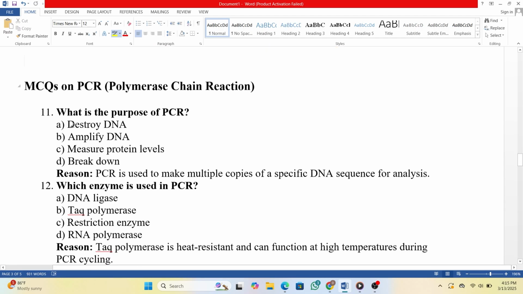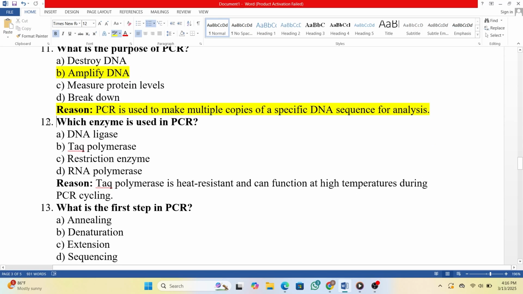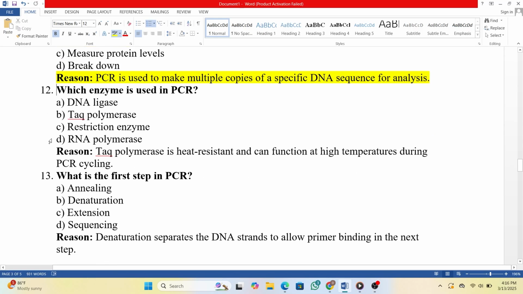MCQs on PCR, polymerase chain reaction. 11. What is the purpose of PCR? A. Destroy DNA. B. Amplify DNA. C. Measure protein levels. D. Break down RNA. Answer: B. Amplify DNA. Reason: PCR is used to make multiple copies of a specific DNA sequence for analysis.